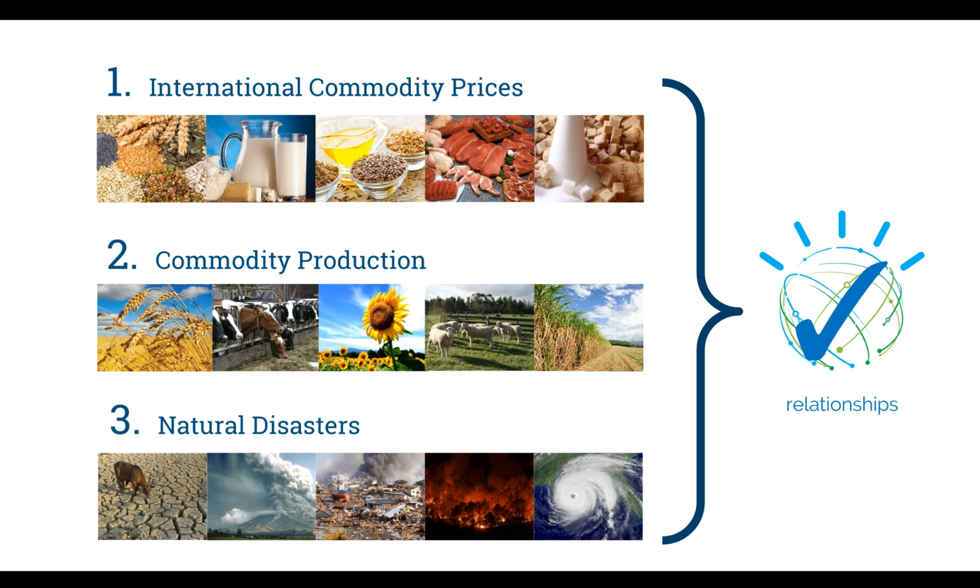Using IBM Watson Analytics, we were indeed able to observe relationships between international commodity prices, commodity production, and natural disasters. As there are relatively few commodity producers, international commodity prices are likely to be increasingly impacted by the occurrence of natural disasters. To mitigate market risk, it is imperative that further research is conducted on these relationships.